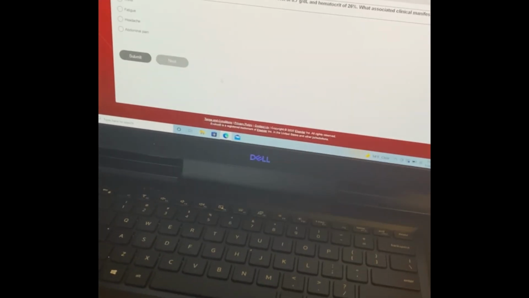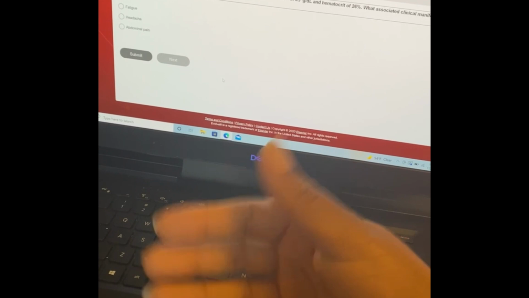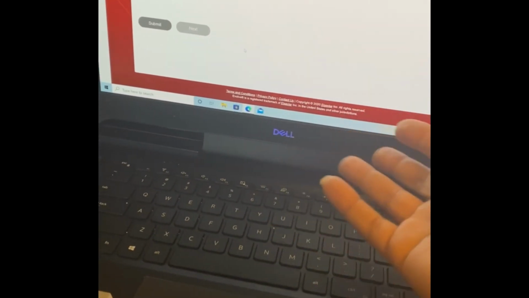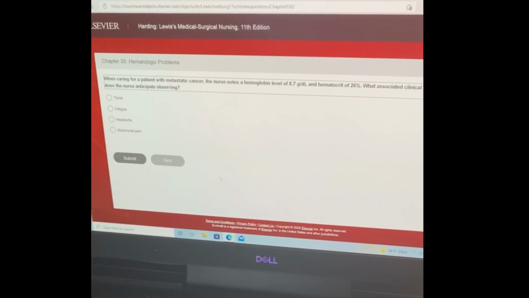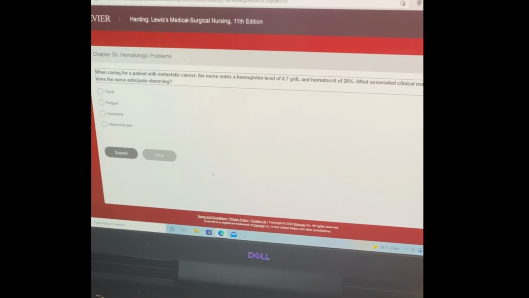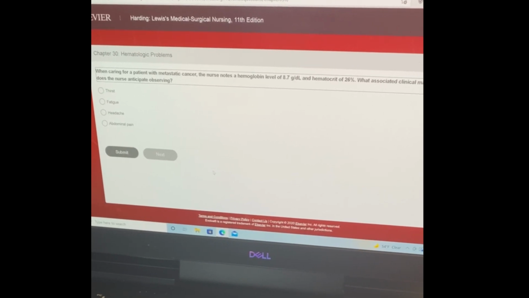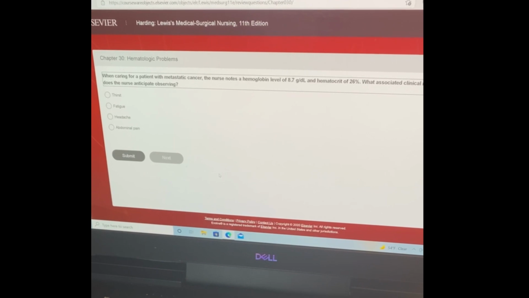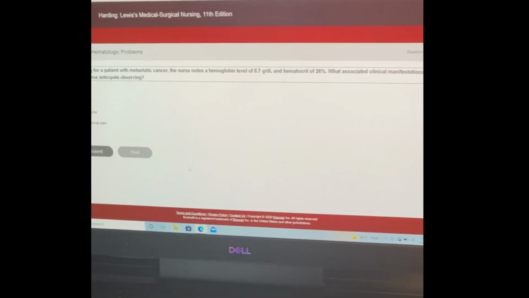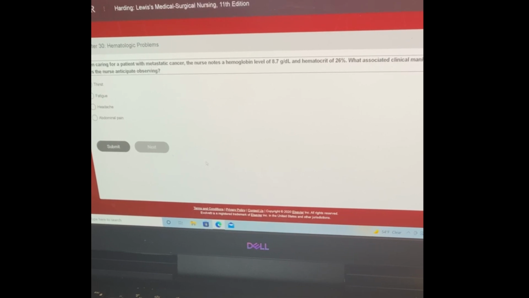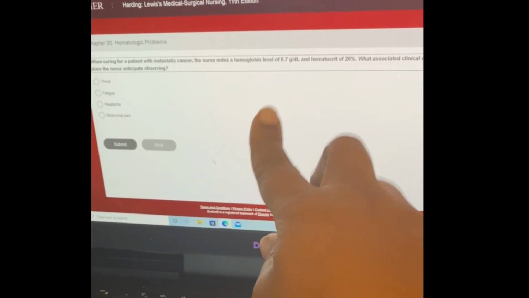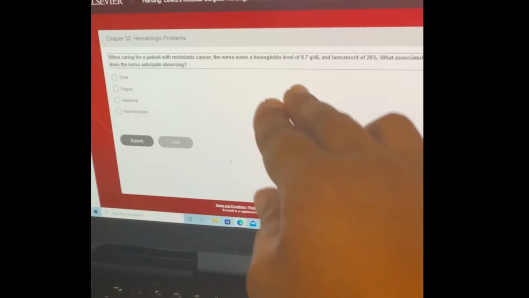What associated clinical manifestations? No, like what clinical, what will you see? What will happen? What will manifest from this disease? Patient with cancer, the nurse knows a hemoglobin level, and the hemoglobin is either too high or too low. What associated clinical manifestation does the nurse anticipate observing? Thirst, fatigue, headache, abdominal pain. So in order for you to know this question, you will have to know these levels and what will happen for the patient if it's low, and what will happen if it's high.